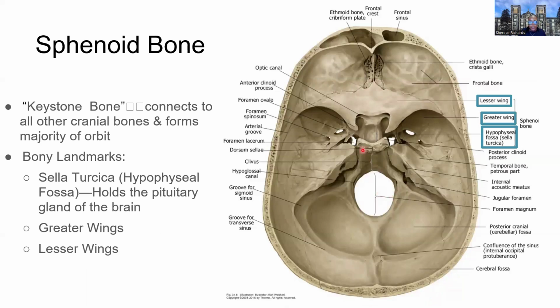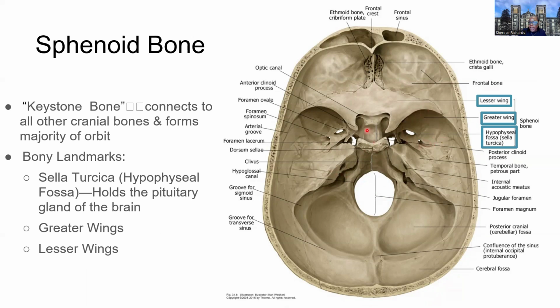Let's look more internally at the sphenoid bone. Now, the sphenoid bone is really one of the most centrally located bones, and it is interesting and unique because it connects to all of the other bones. It has some attachment point to all the other bones. And it really helps to form the majority of the orbit posteriorly.